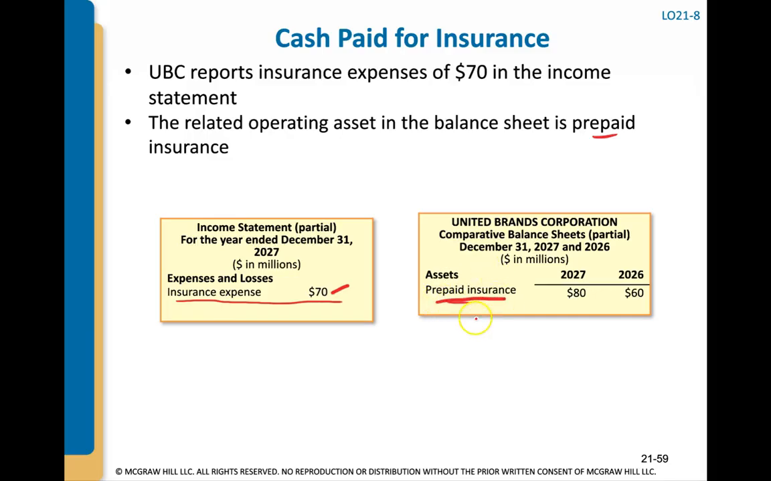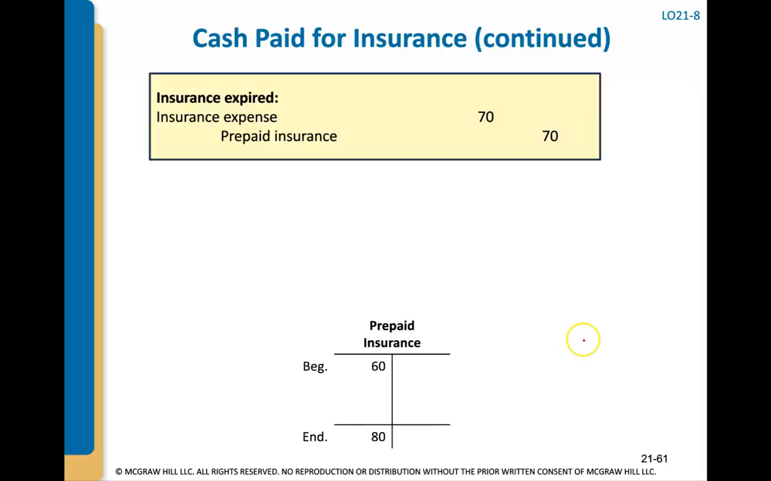Oftentimes, for insurance purposes and rent purposes, items are prepaid in advance. So here we're going to look at our asset account prepaid insurance and see that it went from $60 to $80, so it increased by $20. Let's do the T accounts.